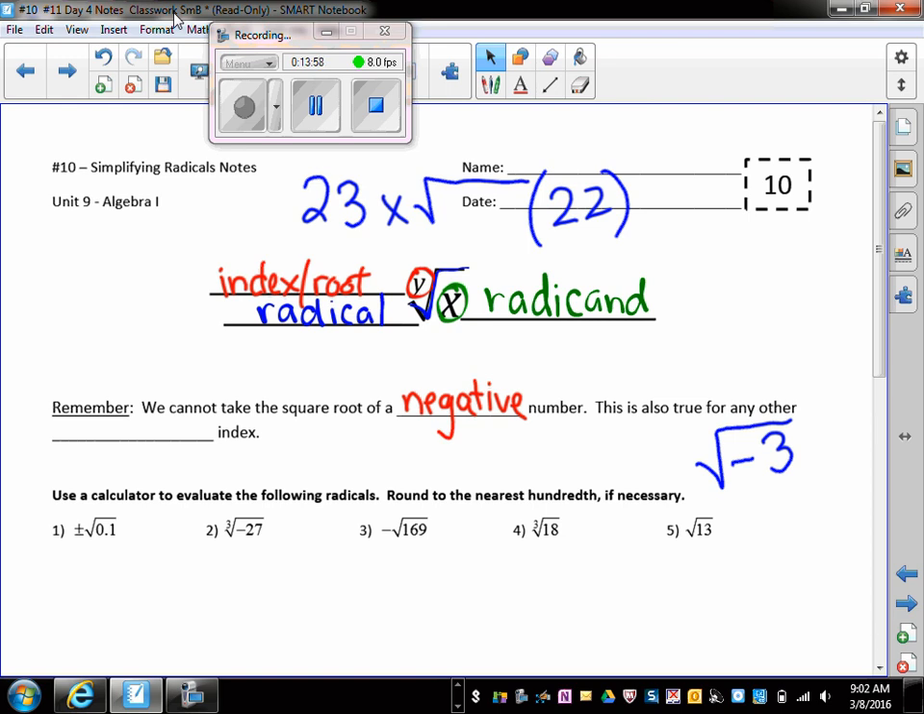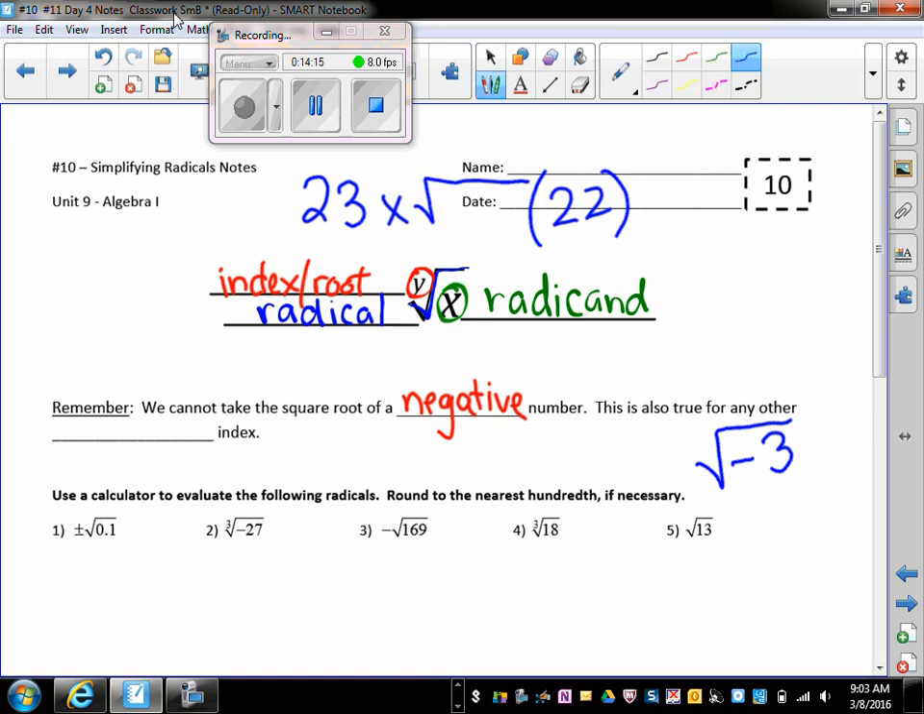So any number multiplied by itself is going to yield a positive value, because a negative times a negative is a positive, and a positive times a positive is a positive. So that's where that comes from. And again, you'll deal with imaginary numbers in algebra 2, but for here, we don't deal with imaginary numbers. So we cannot take the square root of a negative number.